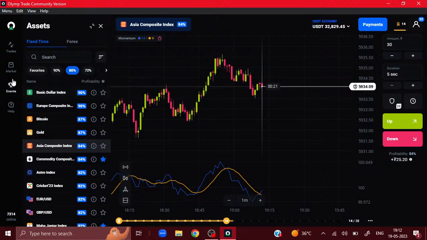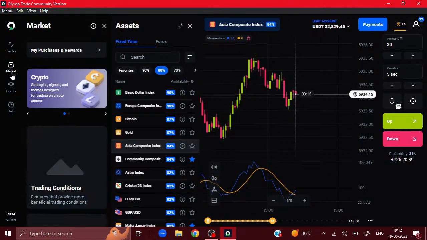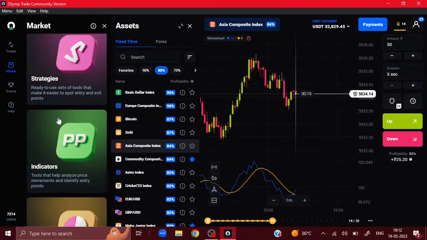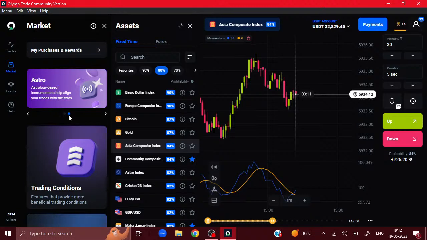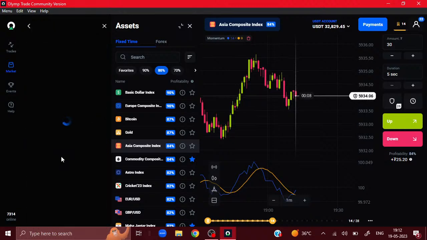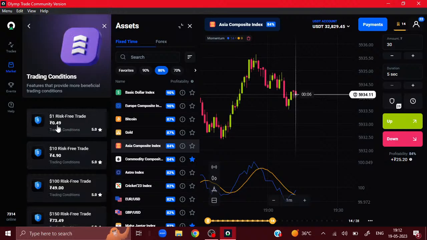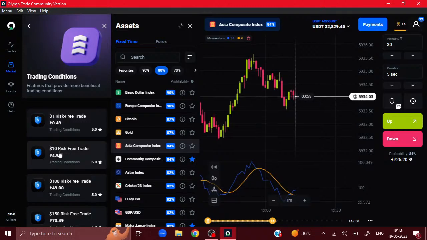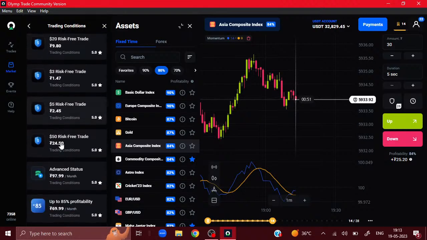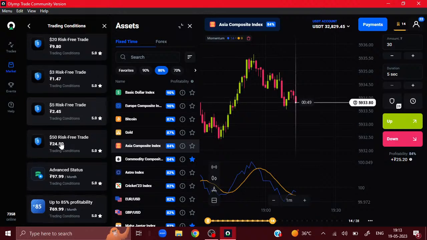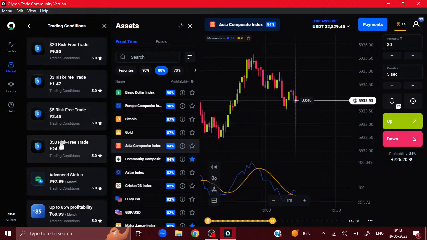You can purchase the risk-free trade in the market. I hope so, because last I checked, it was available, I think. Okay, here you can purchase the risk-free trades. $1 risk-free trade for... So the risk-free trade is available to you in half of the amount. $100 risk-free trade for $50. So the amount of the risk-free trade almost divided by 2, you can purchase.